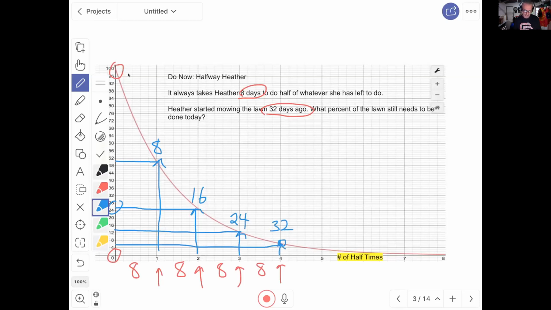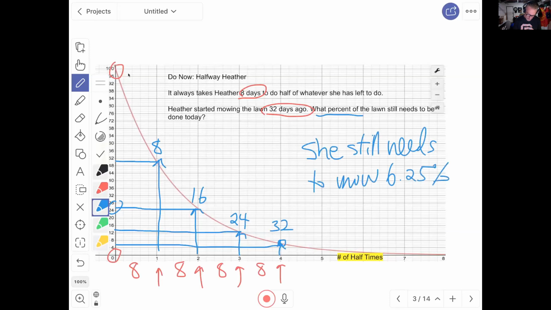So the question asks, what percent of the lawn needs to be done? Well, it looks like she's done everything except for the last 6 1/4%. So that must be our answer. She still needs to mow 6.25% of the lawn.